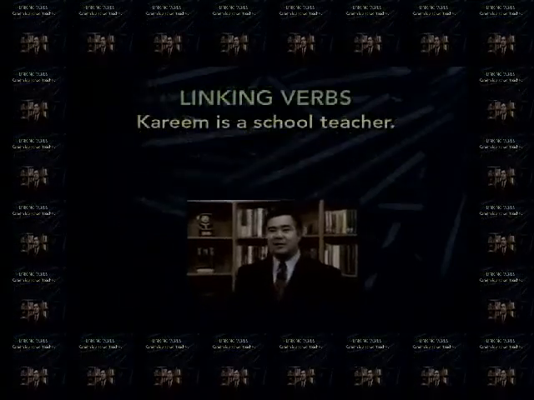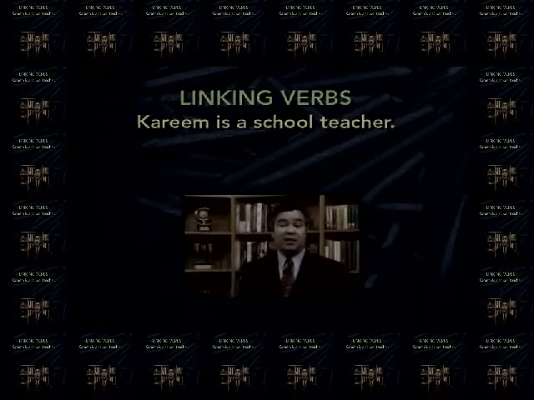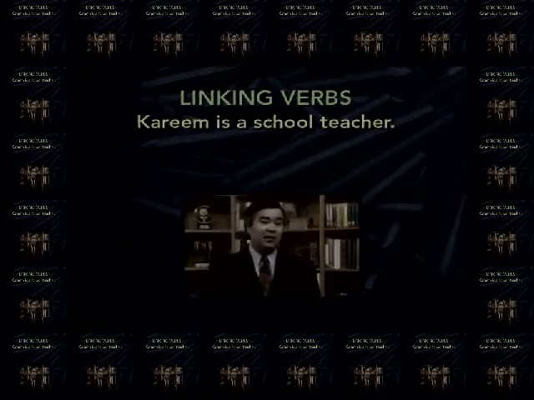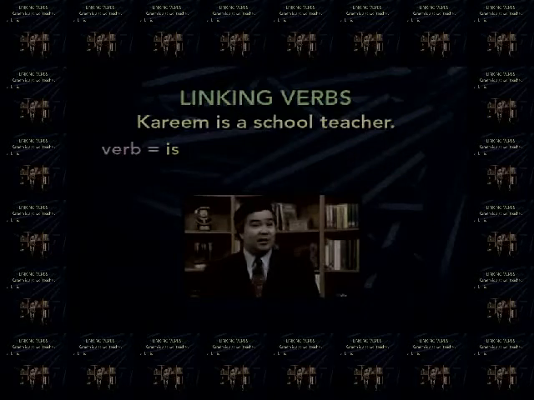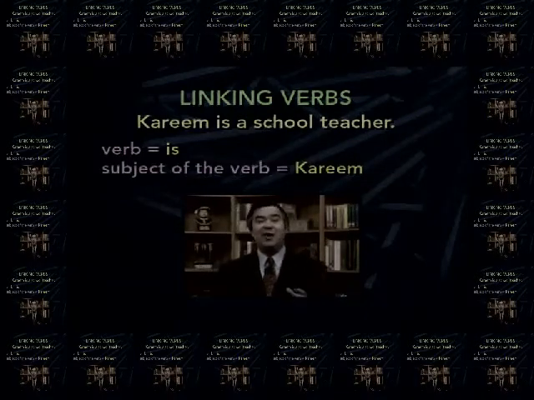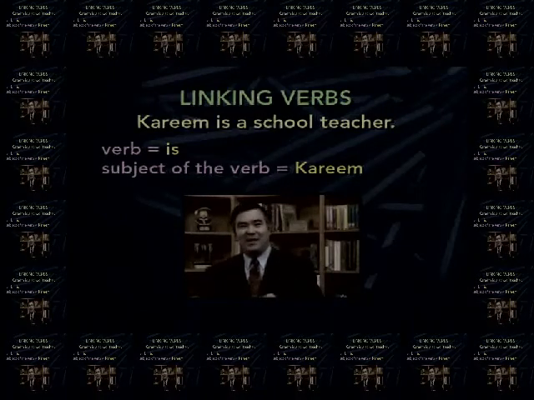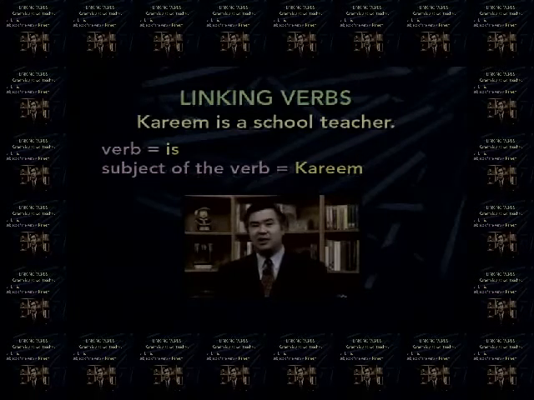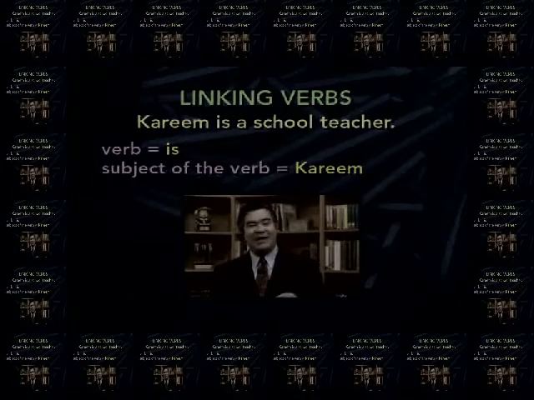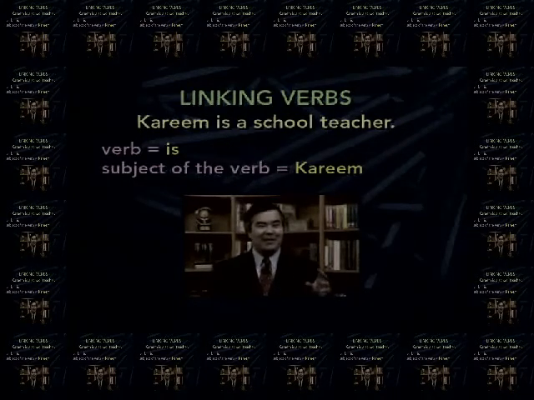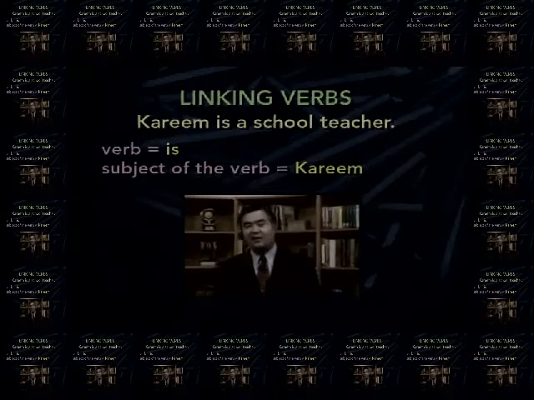Here are a couple of examples. Karim is a school teacher. We said a moment ago that the verb to be is the most common linking verb. Here's an example of a form of the verb to be. The verb is. What's the subject of the verb is? Karim. Karim is the one who is. And following the verb is, we're told exactly what Karim is. A teacher, or specifically a school teacher. So in this case, the subject Karim is being linked by the linking verb is to the word teacher. Karim is teacher. And the words a school are giving a little more information about what kind of teacher.